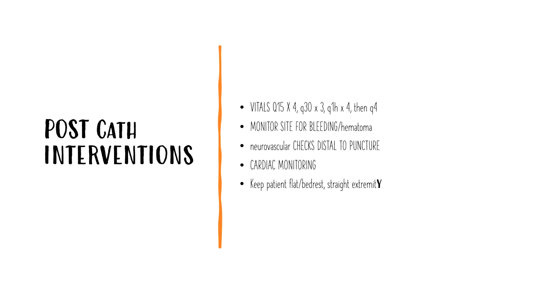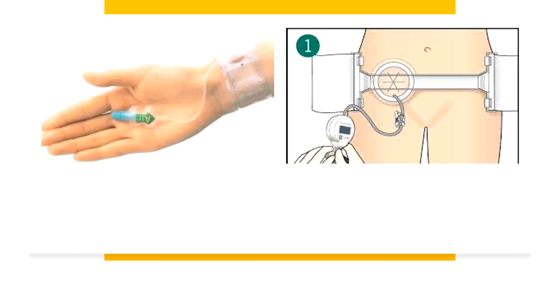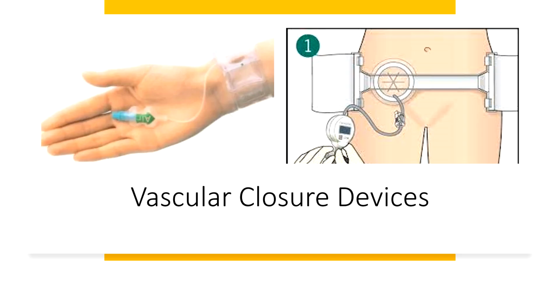If they have the radial approach, then they're going to have a little band around their arm where it's holding pressure, and then we slowly decrease the amount of pressure that is on that artery. That is the TR band, and then that's the fem stop off to the side where it's holding pressure where they went through the femoral artery.